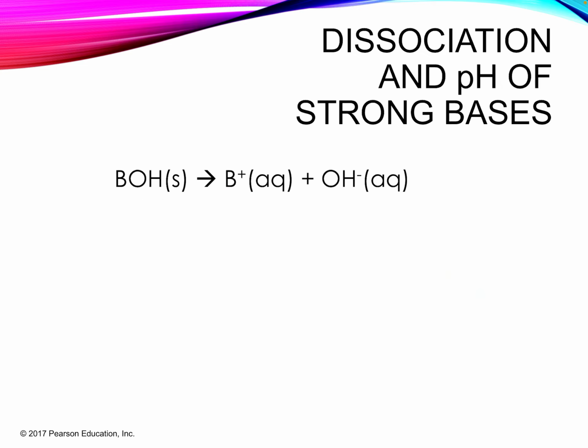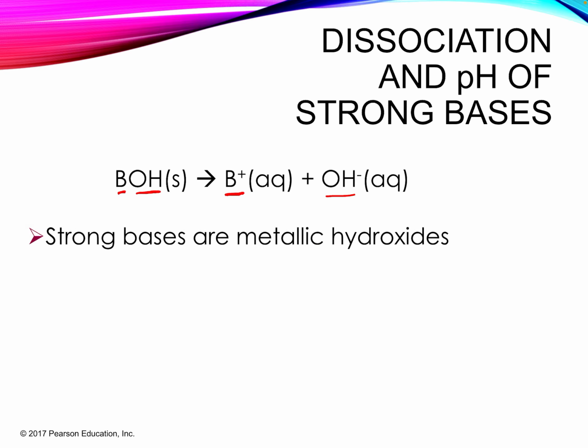So for a generic base, we're going to use BOH, so this is something with hydroxide. It's going to break into that cation piece and hydroxide. They're always going to be metal hydroxides, right? They're going to use, pretty much, the alkali metals or the alkaline earth metals, so the metals in group 1 or group 2 on the periodic table.